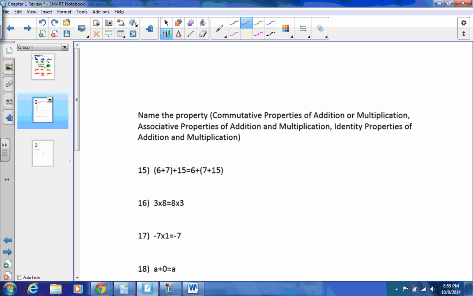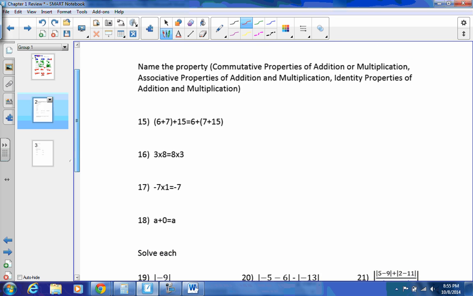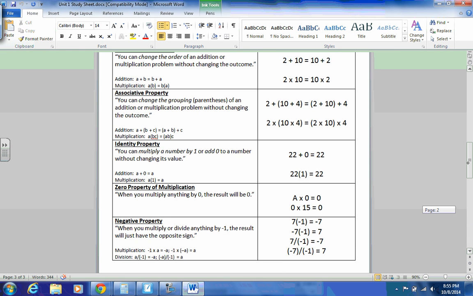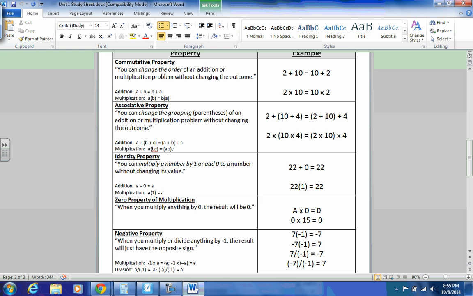All right, on to page 2. On to page 2, this has to do with properties. All right, so if you want to look on that cheat sheet again, just to help you study. All right, properties are right here. There's 5 of them. Let's just review them. Commutative has to do with changing the order of addition or multiplication. And it'll say the same answer. So we have 2 plus 10 is the same thing as 10 plus 2. Same thing with multiplication. Skip down to associative.